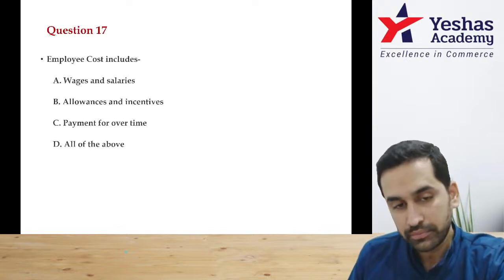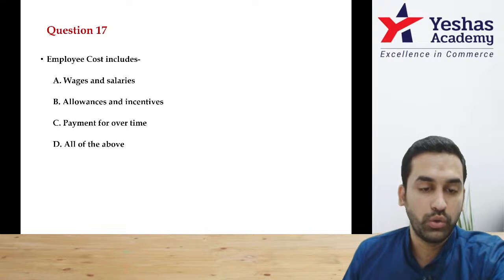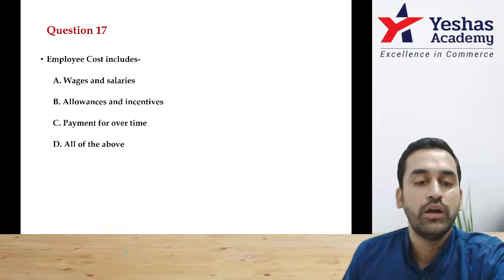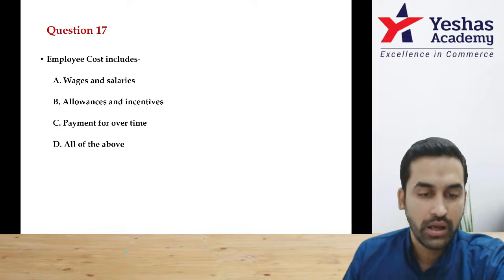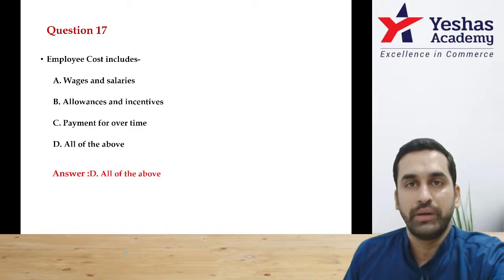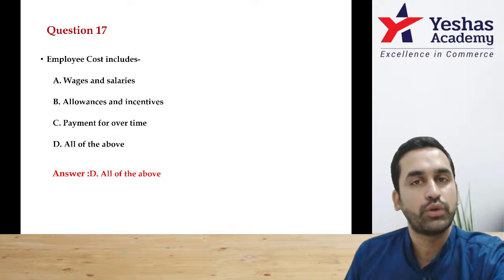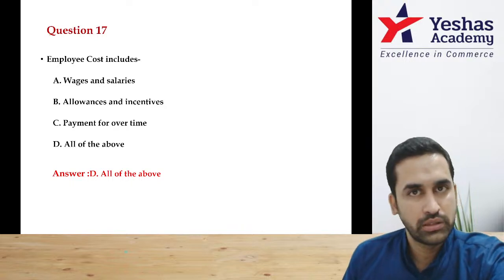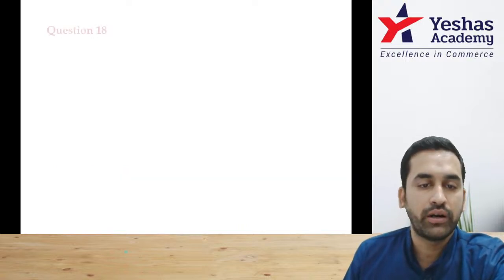Question 17. Employee cost includes wages and salary, correct. Allowance and incentive, correct. Payment for overtime, correct. Are all of the above the perfect answer? I think this is the easiest question in this chapter that we discussed so far. 18th one.